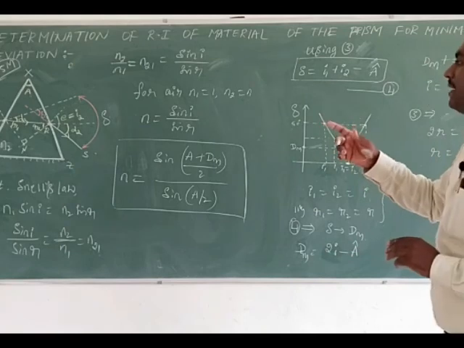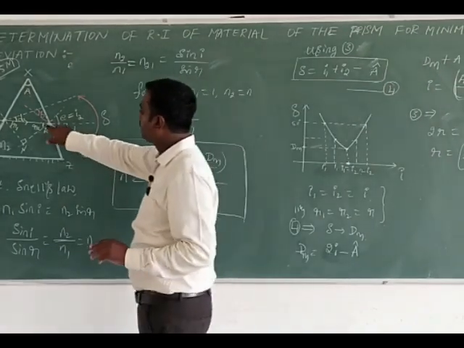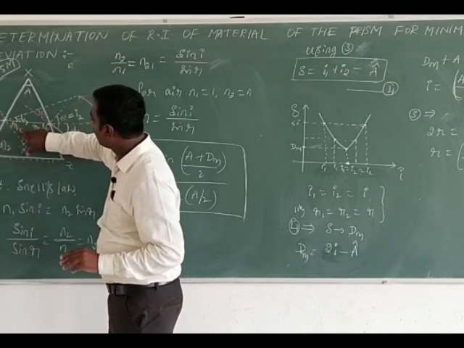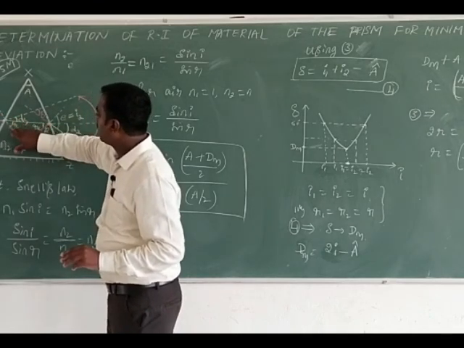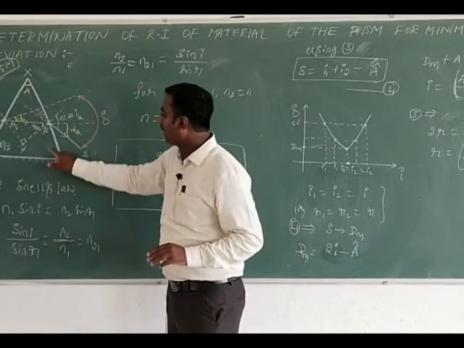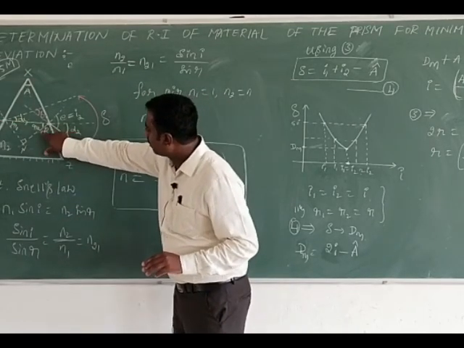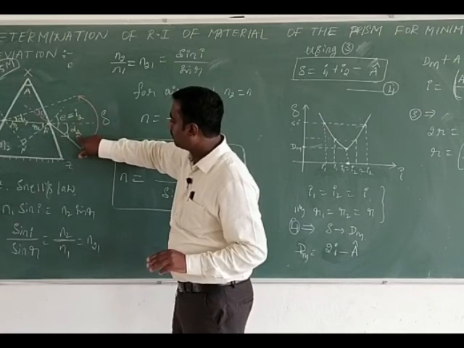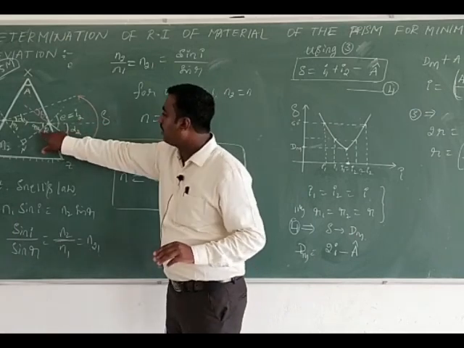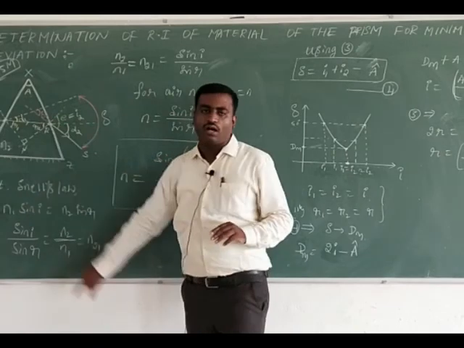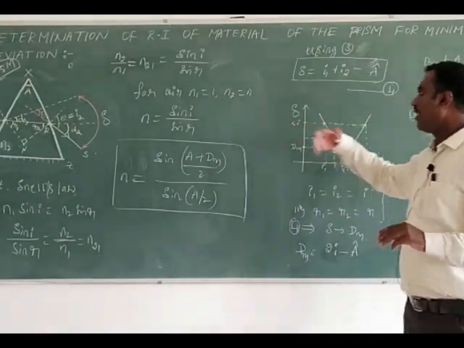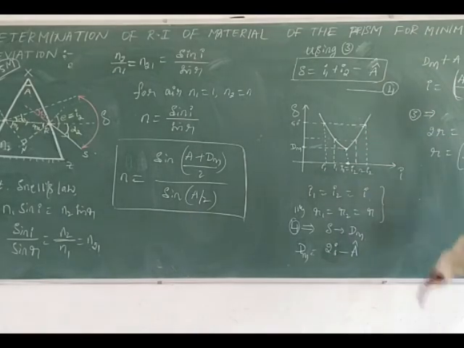For the diagram here, what is D1? This total angle is equal to R1 plus D1, so D1 can be written as I1 minus R1. Like that in this diagram, at this point, D2 can be written as I2 minus R2. So already I have shown that. Thereafter, by calculating the total deviation, we plotted a graph.